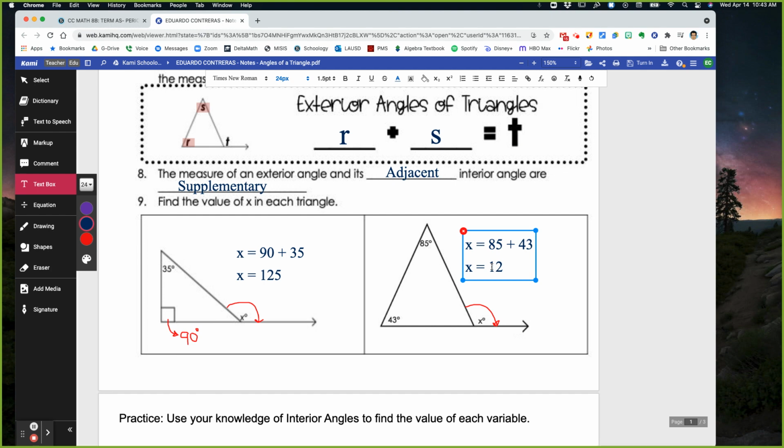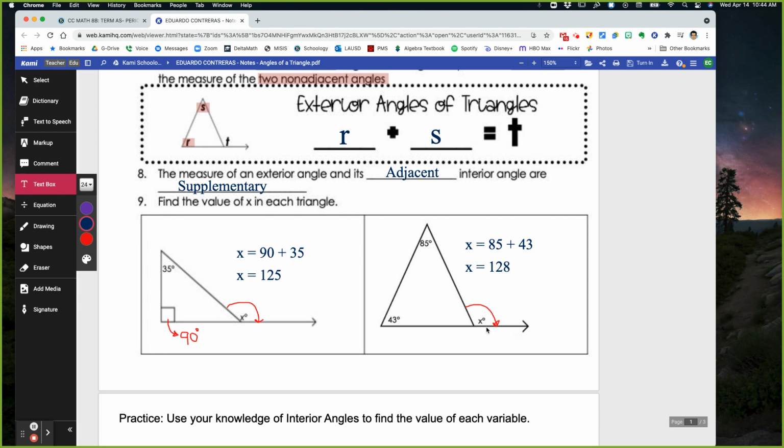128. Yeah, it's 128. So those are the main ideas that we're going to do. Either we add up all three angles inside the triangle and they add up to 180 degrees, or we add up the two non-adjacent angles and they add up to the exterior angle, the angle that's on the outside. Okay? And so now we're going to use that.